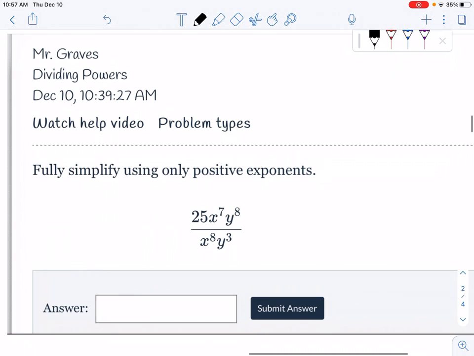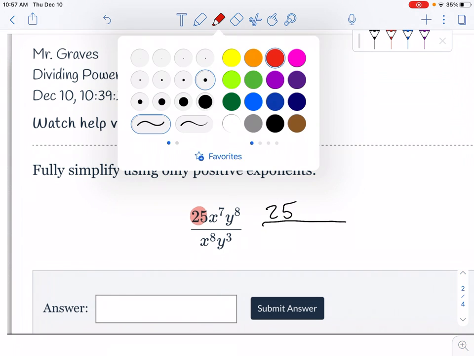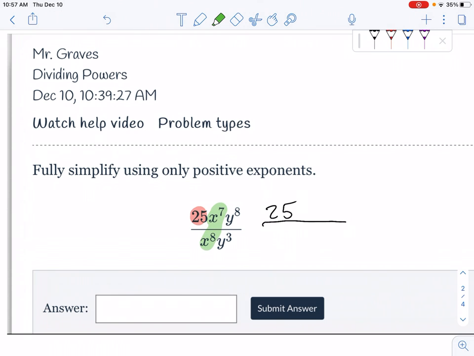And again, this is all review. I just want to put it all in one place. So for this one, we have 25. A base of 25 doesn't have anything to reduce with, so it's just going to stay 25. For my x's, I have x to the 7th and x to the 8th. So I'm going to do 8 minus 7, which is 1. And I write that in the denominator because there were 8 down there and there were 7 on top. So there was 1 more down on the bottom.